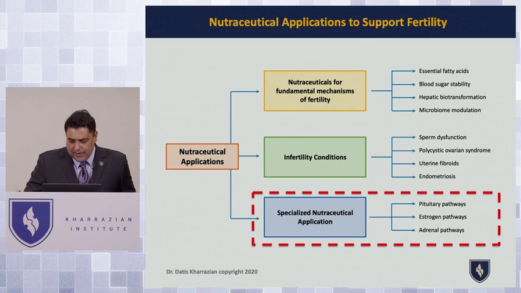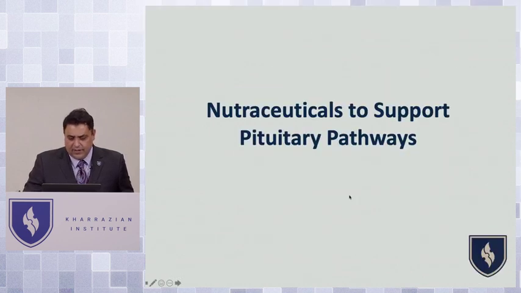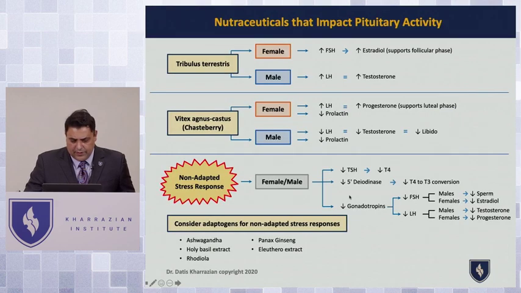And then just a few other pathways I want to talk to you about for specialized responses here. When you're looking at supporting the pituitary, like if you have a low FSH or LH pattern, you should know that things like tribulus in females increase FSH, which can be helpful for some follicular phase activity and low estradiol. And tribulus in males, however, increases LH and testosterone. These are small studies, nothing significant, but this is what appears to be happening with this botanical.